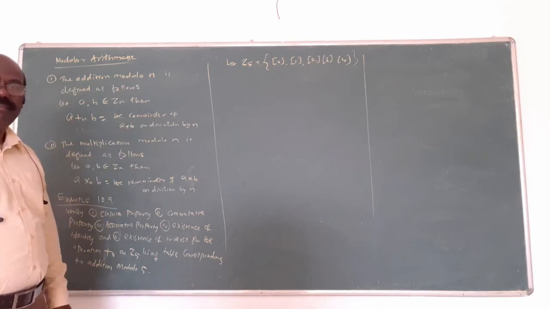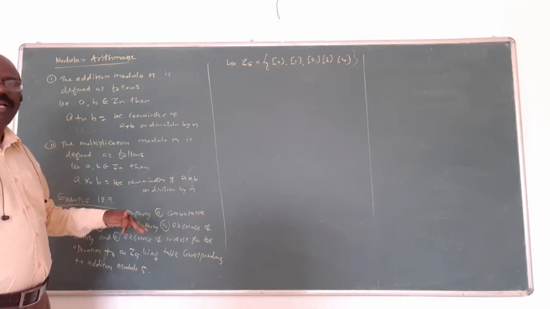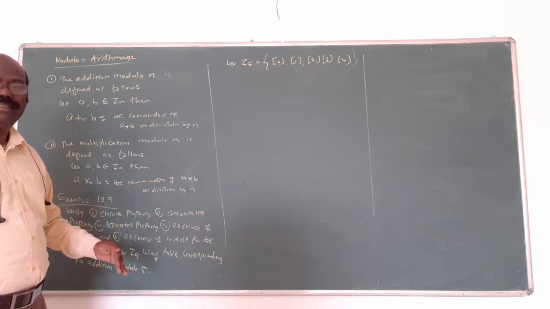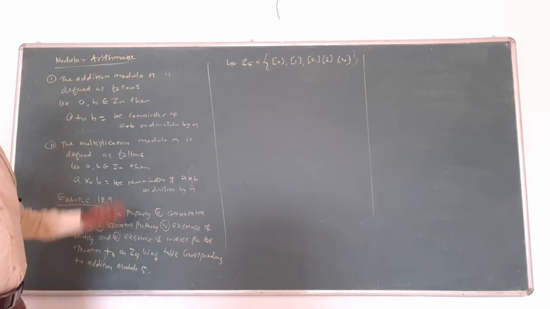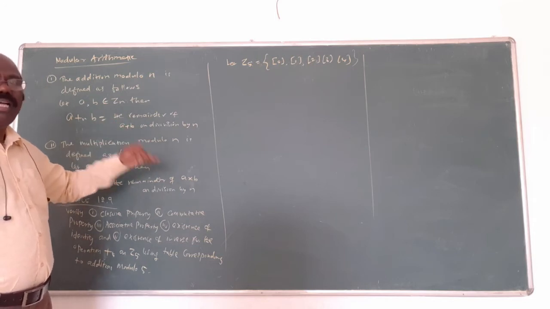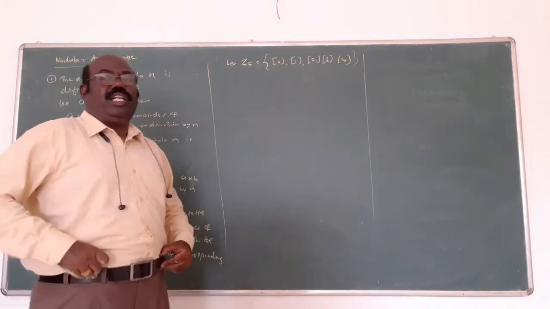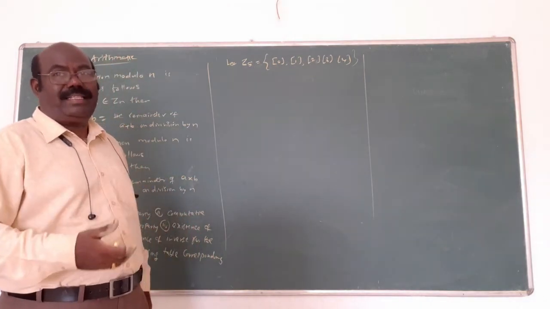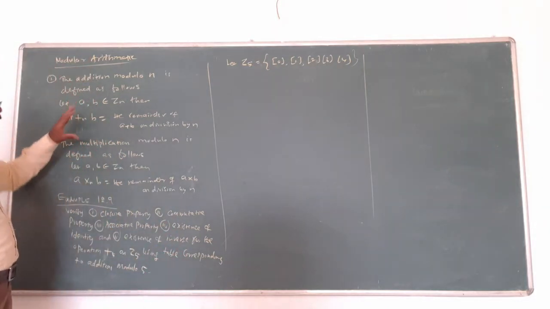That's important. Multiplication means you multiply both numbers, and after dividing by n, you write only the remainder. That means, for addition modulo 5, the answer will not exceed 5, because you write only the remainder. That's why only numbers below 5 will come in this way. Here is a small idea.